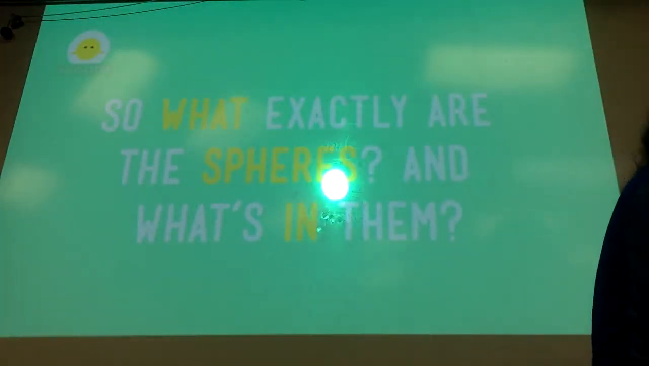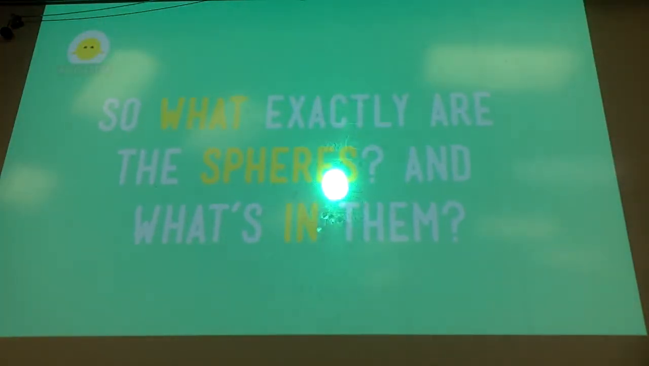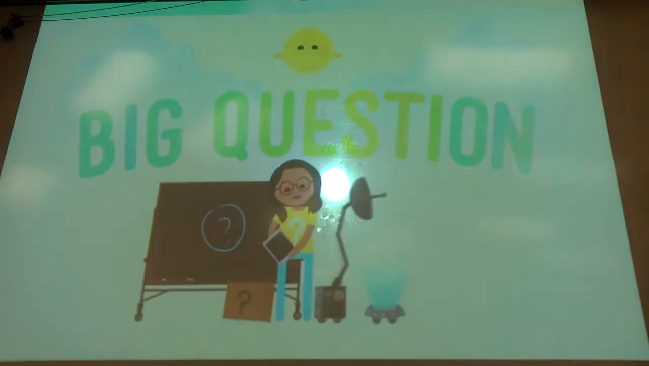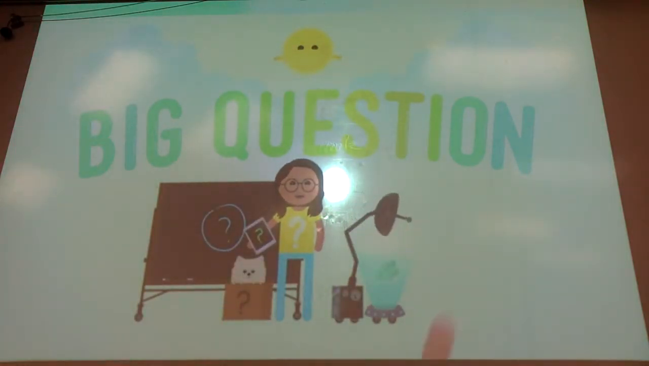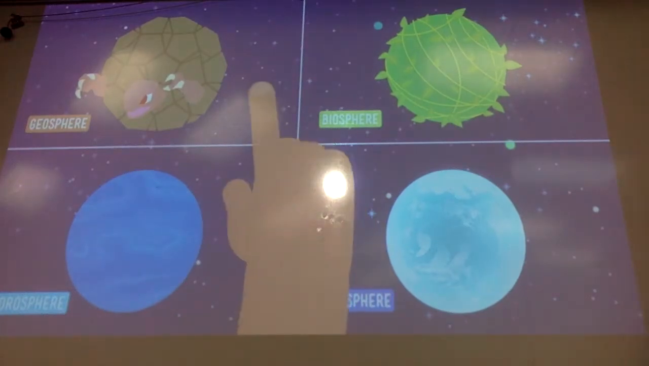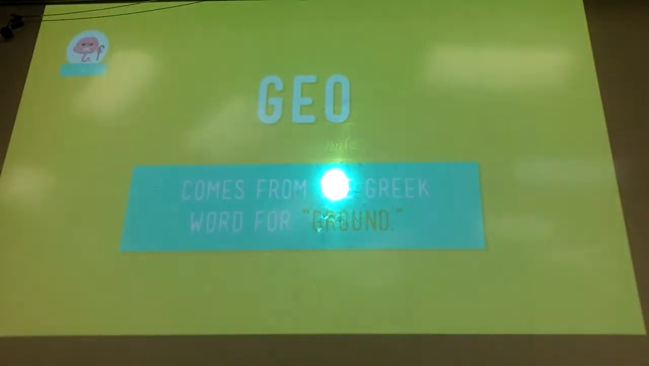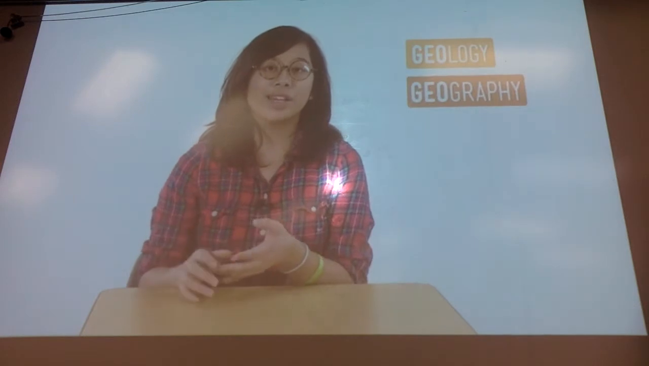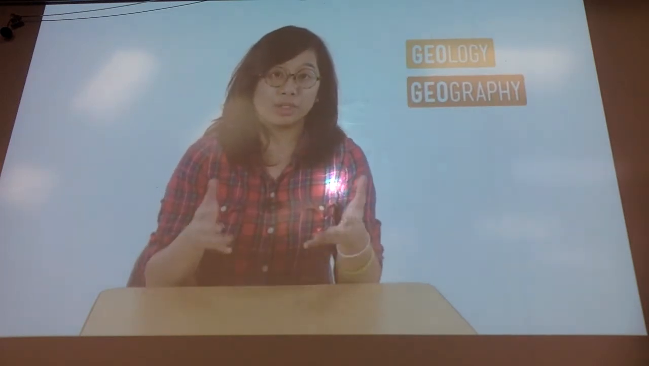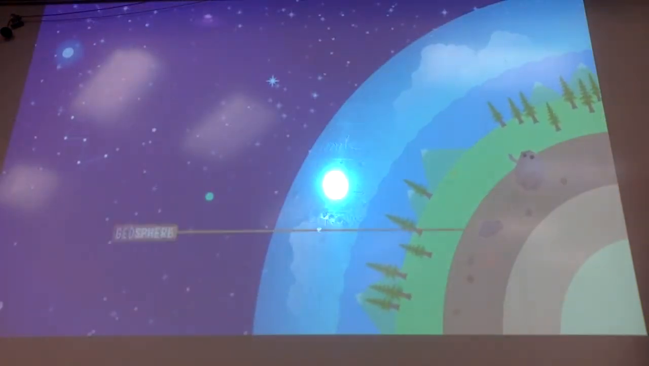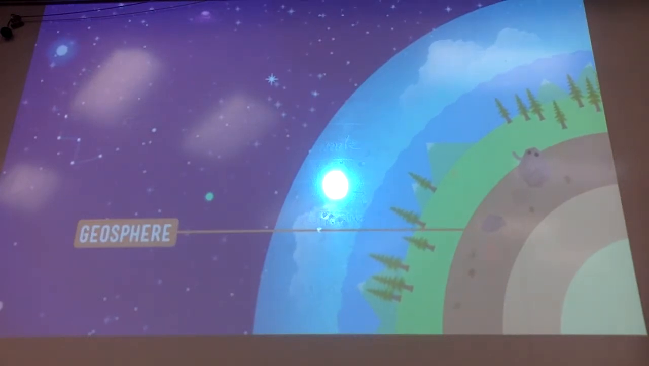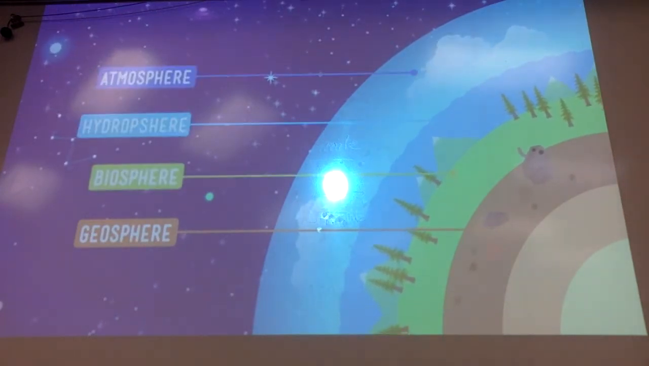So, what exactly are the spheres? And what's in them? Okay, let's look at what is in each sphere. Let's take a look at 2, the geosphere and the biosphere. Up first is the geosphere. Geo comes from the Greek word for ground. You may have heard this before in words like geology or geography. It basically means having to do with the Earth. And in a way, the geosphere is kind of like the skeleton of our planet. All of the other spheres are built on top of it.